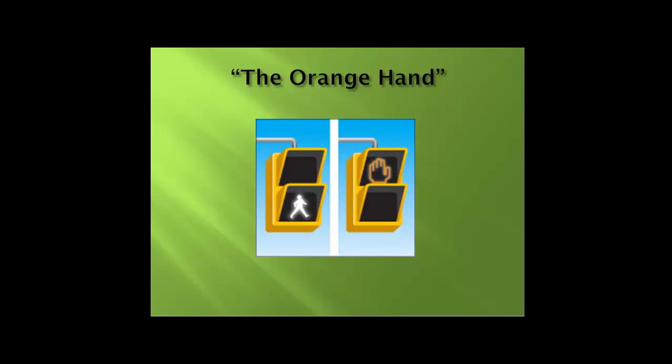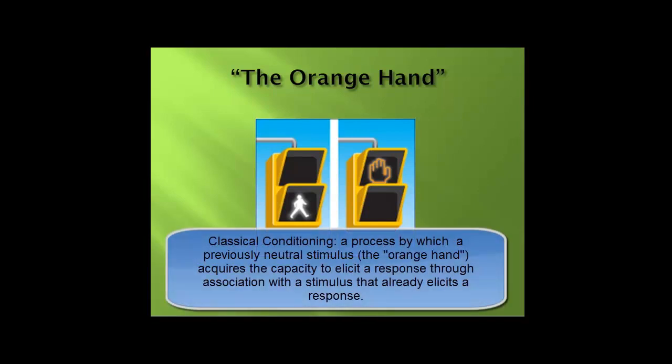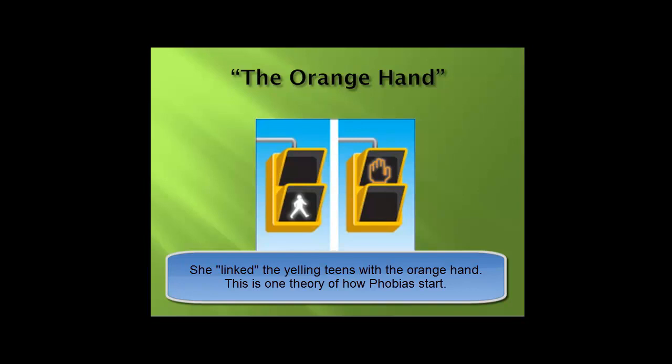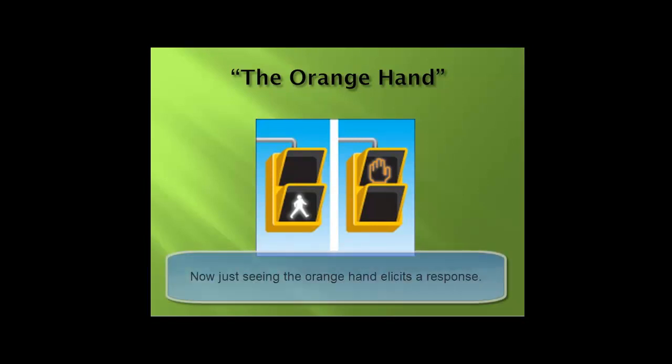What it was, while we were crossing the street, the orange hand was in fact flashing, and she associated that orange hand with the scare that she got from when the teenagers were yelling. Classical conditioning is a process by which a previously neutral stimulus, in this case the orange hand, acquires the capacity to elicit a response through association with a stimulus that already elicits a similar or related response. So in other words, she linked the orange hand with the yelling, screaming, the thing that scared her, and now just seeing the orange hand elicits a response.